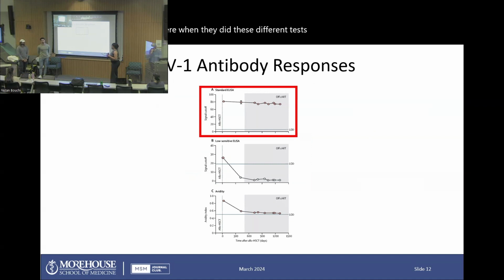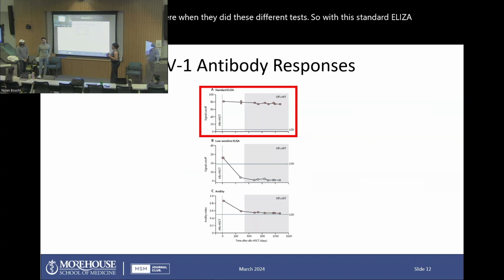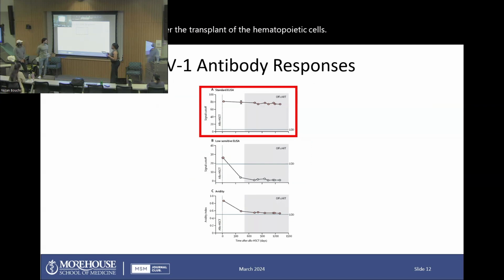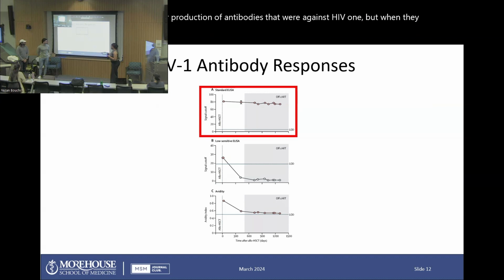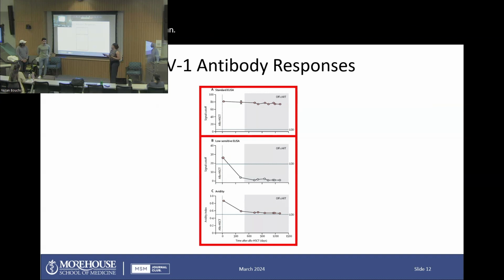With the standard ELISA, they saw that 2 years after the transplant of the hematopoietic cells, there was production of antibodies against HIV-1. But when they did the low sensitivity ELISA, as well as the Western blot, they saw that the antibodies were decreasing over time within that 2-year span. So that's what these results are essentially showing.